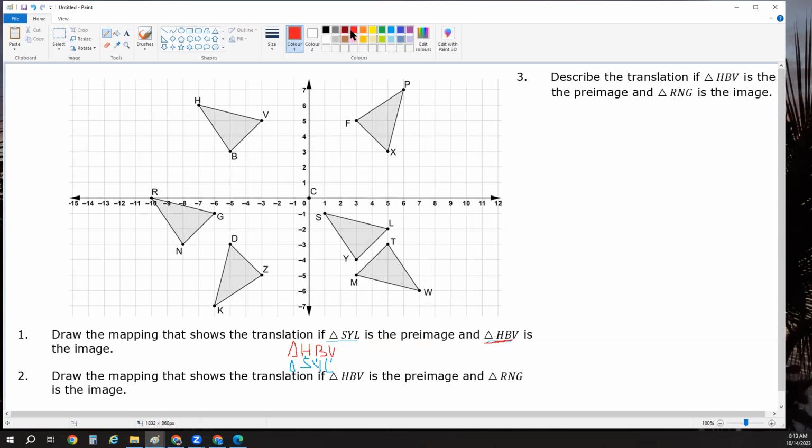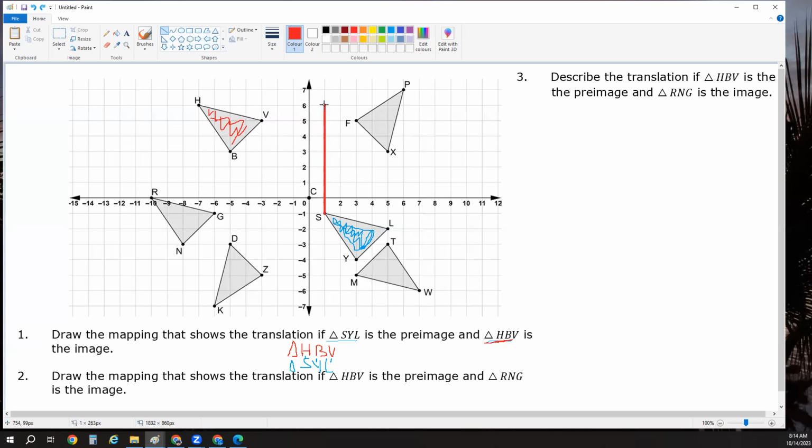All right, so I'm gonna do this in red because red is gonna be my final color for this one. And then SYL is gonna be my blue one, which kind of distinguishes between the two. So I'm gonna go ahead and map S to H in red. I'm gonna use a straight line. All right, so I'm gonna go up.